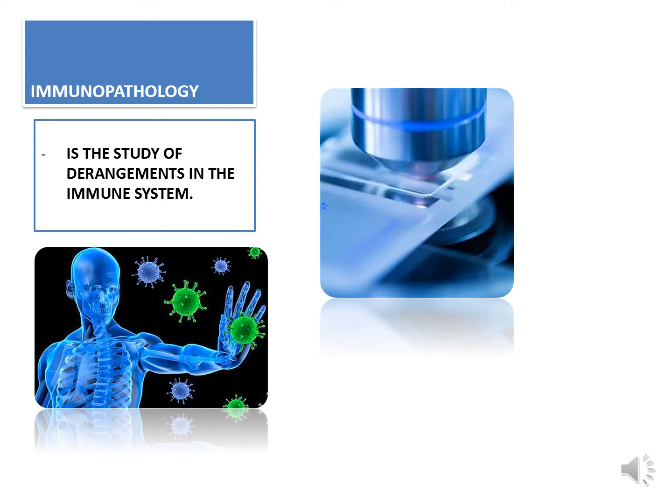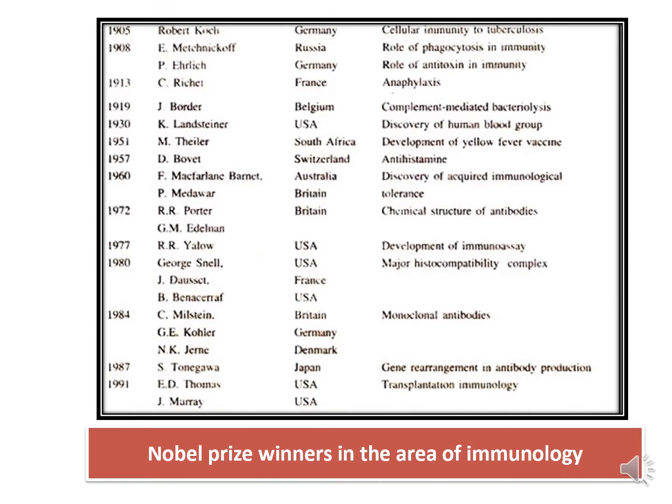So what is immunopathology? It is the study of derangements in the immune system. Here you see the picture with all Nobel Prize winners in the area of immunology. And within this list, we see our Russian scientist, Mechnikov, who studied the role of phagocytosis in immunity.